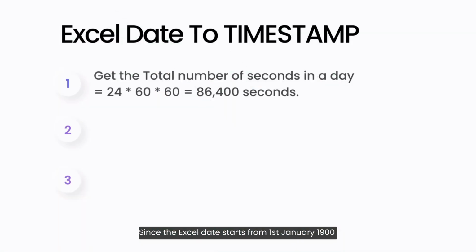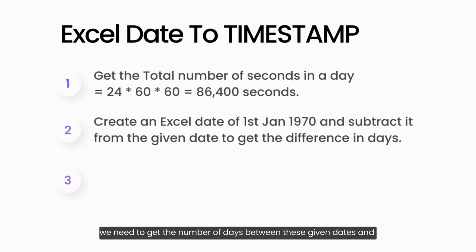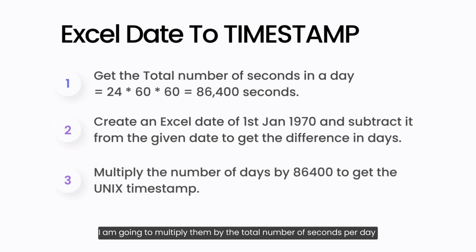Since the Excel date starts from the 1st January 1900 and the UNIX timestamp starts from the 1st January 1970, we need to get the number of days between these given dates and 1st January 1970 before we convert them to UNIX timestamps. To do that, I am going to subtract the date 1st January 1970 from these dates. Once we have the number of days between these dates and 1st January 1970, I am going to multiply them by the total number of seconds per day, which is 86,400, to get the UNIX timestamp.